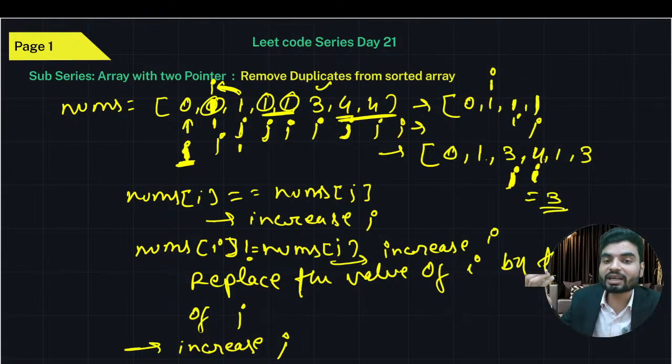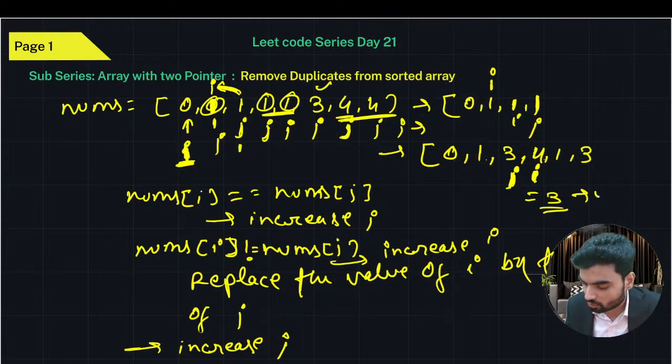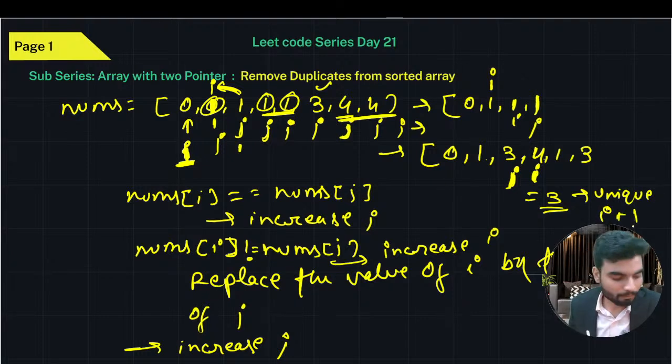Tell me how many unique elements you will have. Count it. 1, 2, 3, 4, which means I plus 1. Right. So the unique elements count will be I plus 1. Yes or no?